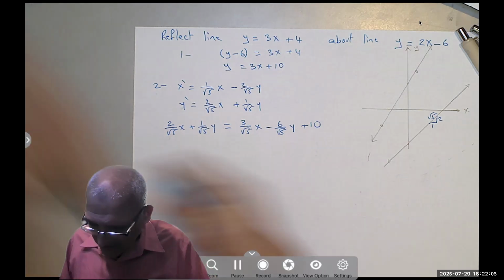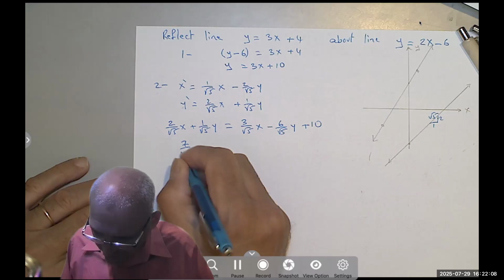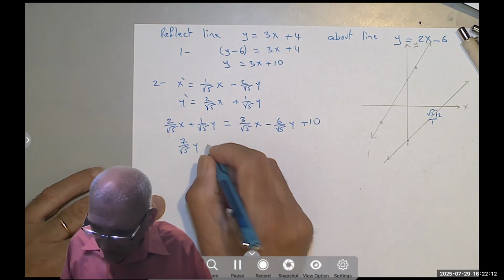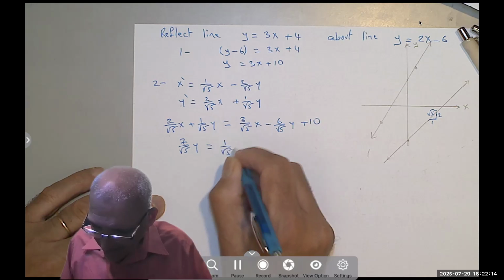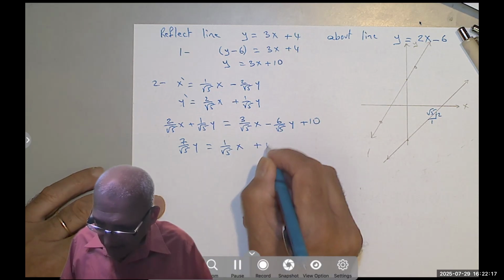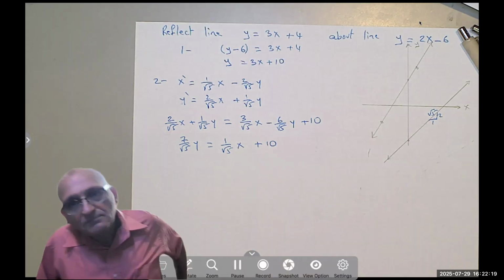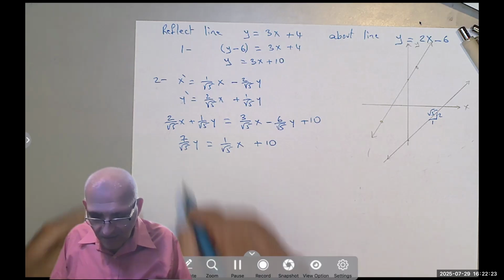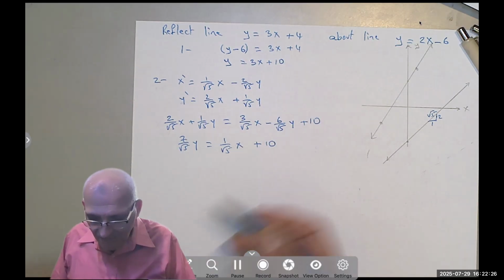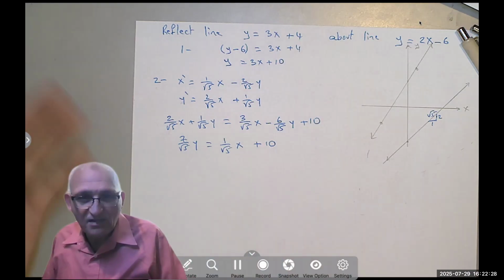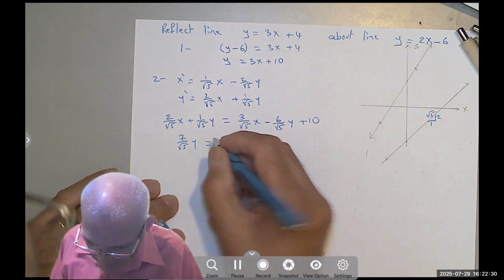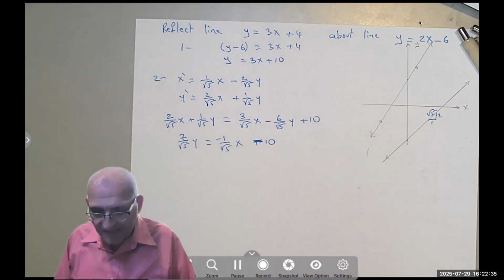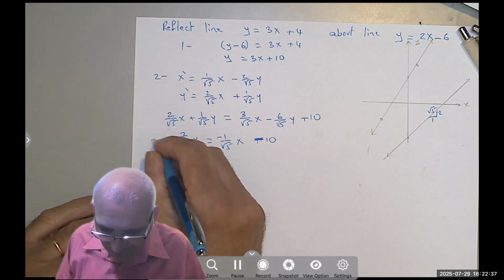If you move things around, you get 7 over root 5y, and this becomes 1 over root 5x plus 10. You can multiply the y by -1, or you leave it and multiply everything by -1. It's the same thing, really. You can say you multiply the equation by -1. So it becomes that. That's step number 3.